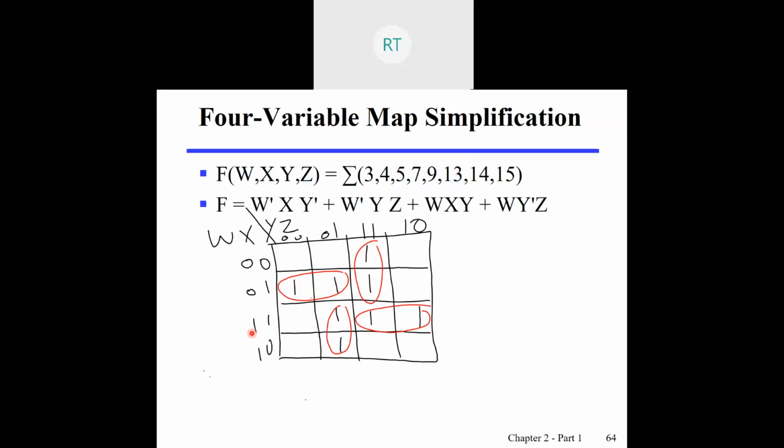Here it is. One last term, which is this. W remained W, X remained an X, and Y is 1 and remained a 1, but Z changed. So it is W, X, Y.